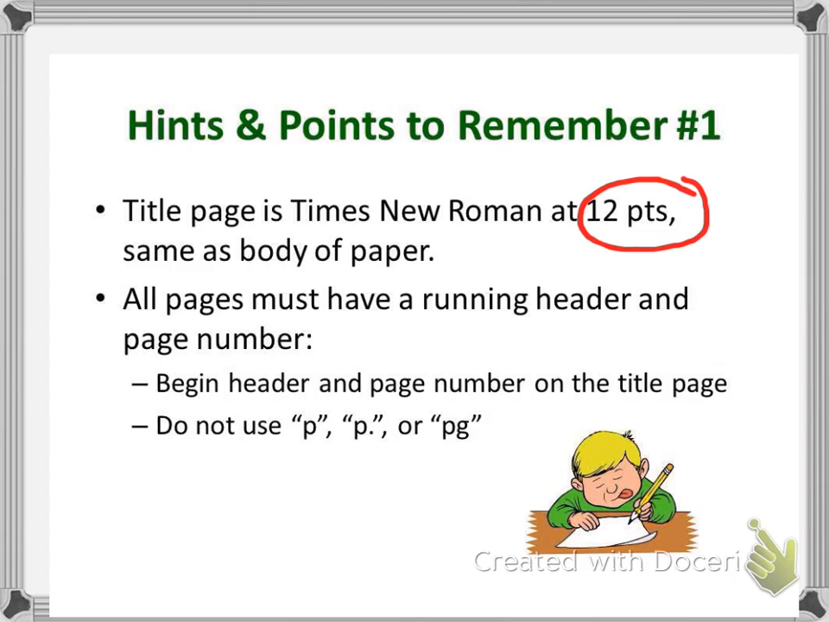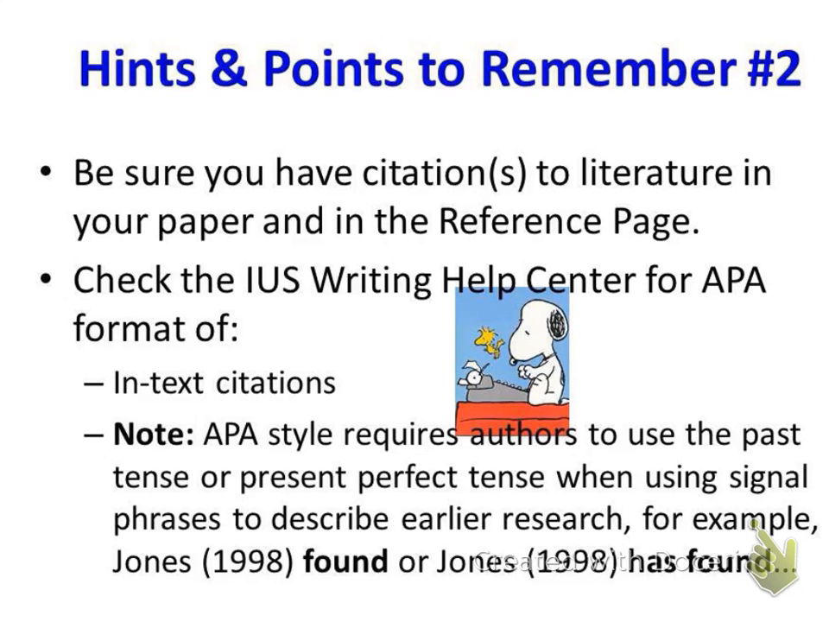The second point here is that all pages must have a running header and a page number. And the page number does not have a P or a P plus or a PG. It's just the number. And again, look at the format pages on those two websites, or you can in Word do a search for APA format, and Word will set that up automatically. The header and the running head and the page number appear first on the title page, and the title page is page number 1.